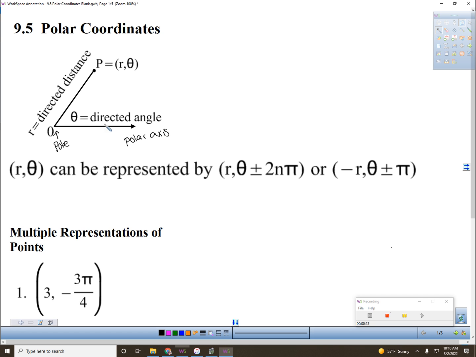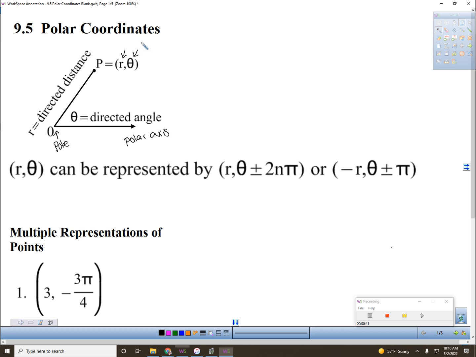And we have our directed angle here, and then we have a point that is (r, theta). r represents your directed distance, so this is how far out you are. And theta is your directed angle, which would be from where you started to where your point is, the in-between part.